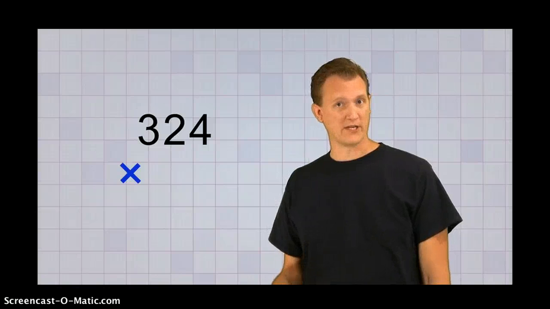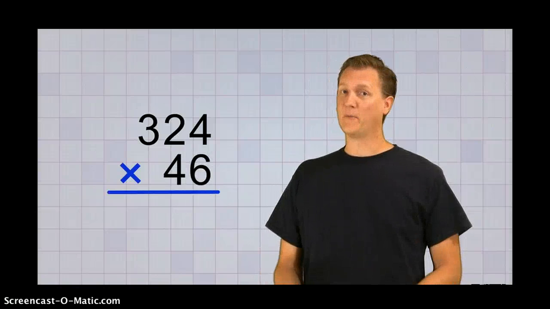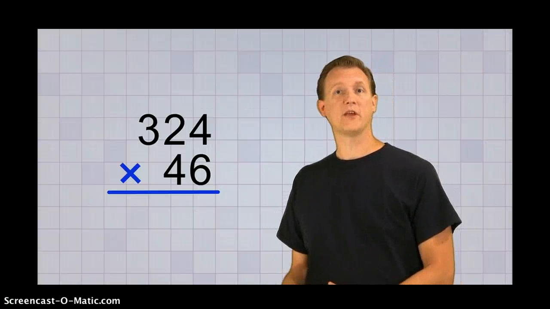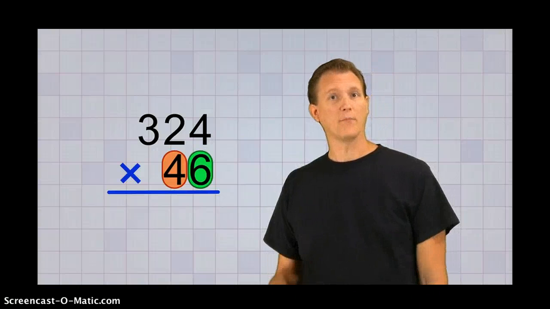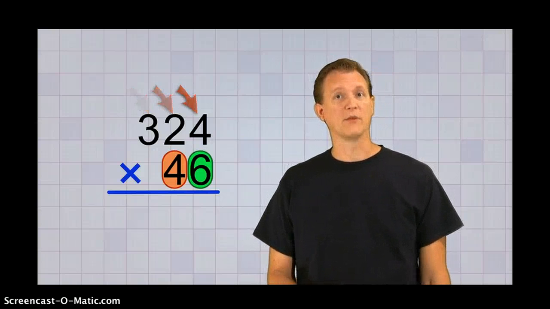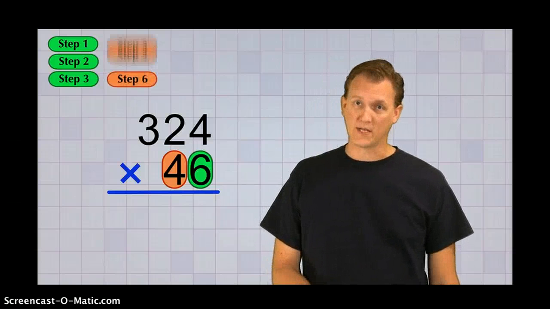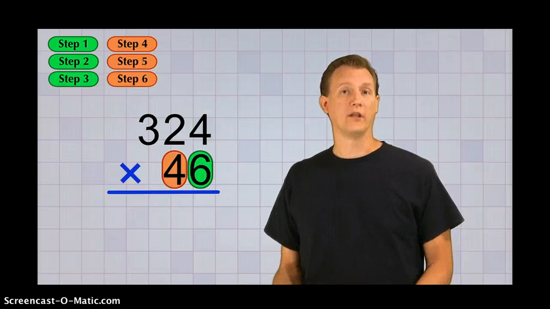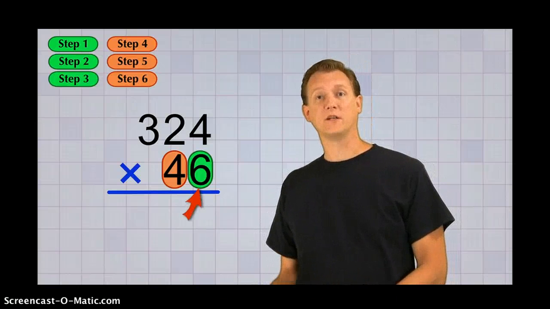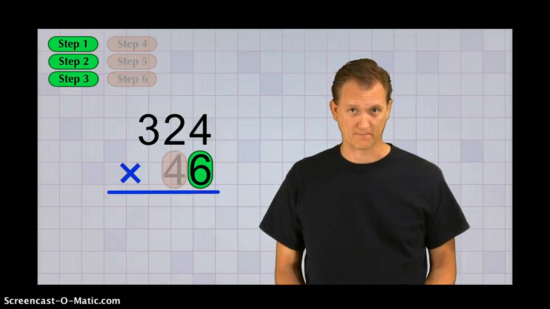So let's multiply 324, a 3-digit number, by 46, a 2-digit number. Now remember, we're going to do the same procedure that we did in the last video for each of the bottom digits. And since our top number has 3 digits, that means there'll be 3 multiplication steps for the first digit and 3 steps for the second digit. Fortunately, we can start the same way we would if the bottom number only had one digit by just ignoring the second digit until we finish the first 3 steps.